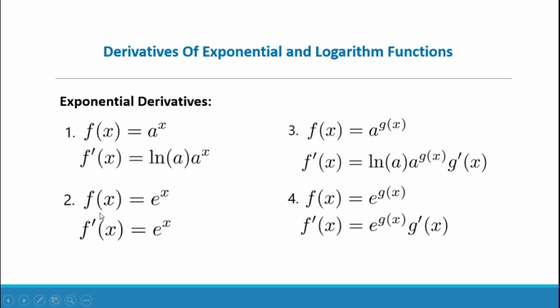Number two, f(x) = e^x, and the derivative f'(x) = e^x. Number three, f(x) = a^(g(x)), and the derivative f'(x) = ln(a) multiplied by a^(g(x)), and the derivative of g(x), g'(x).